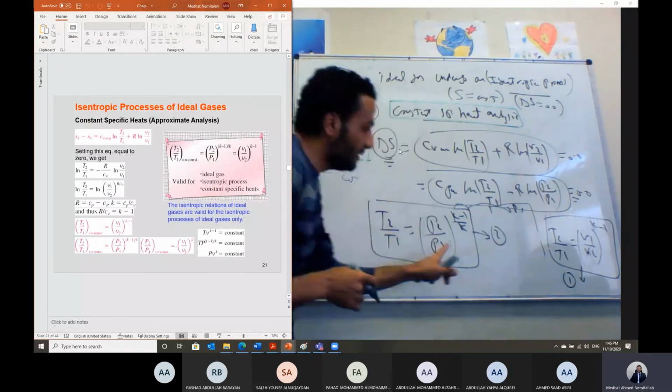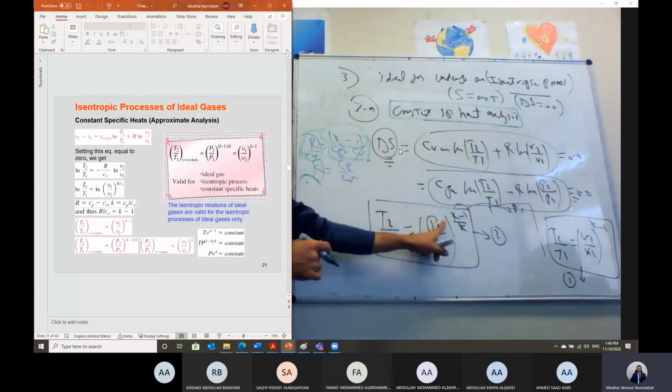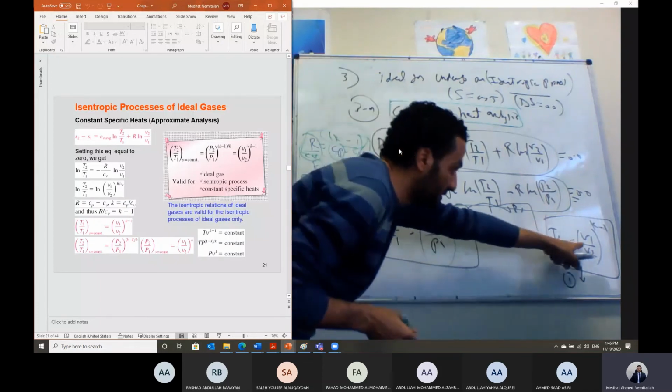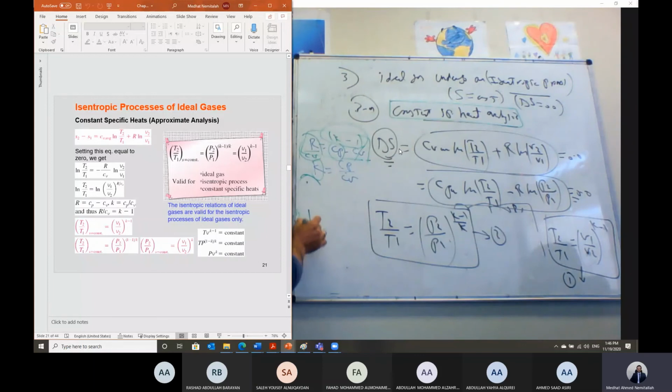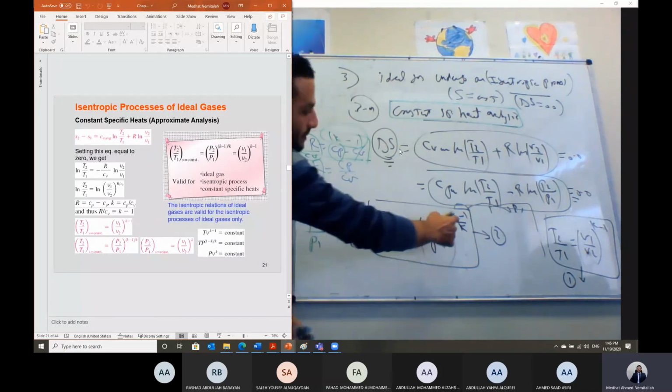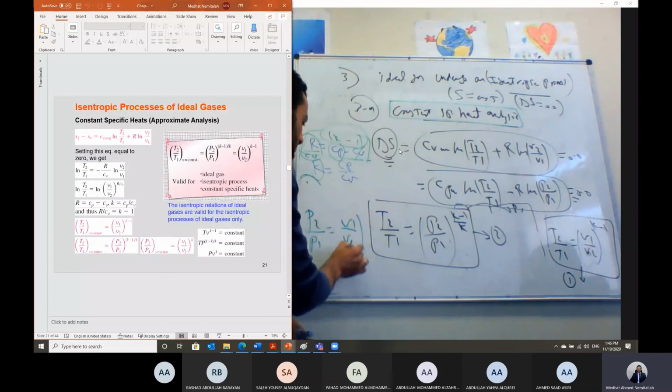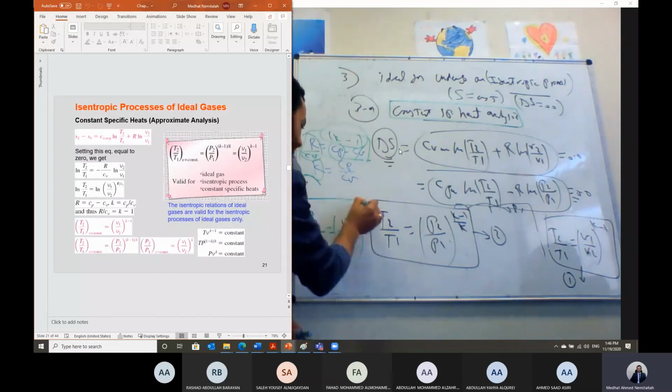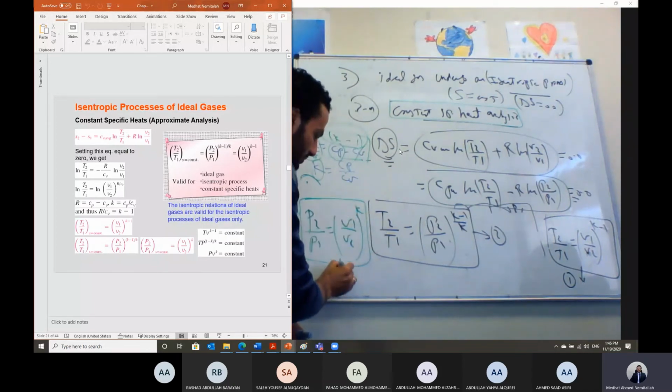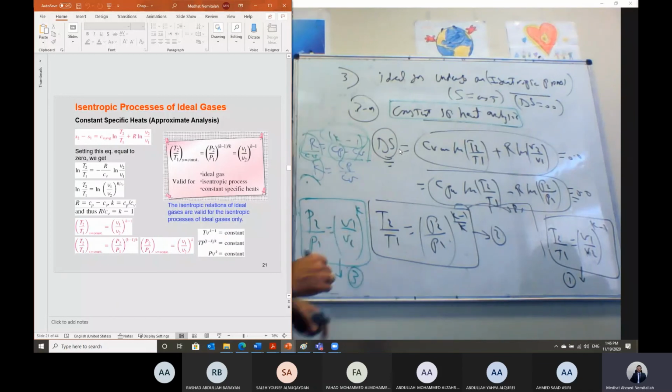So look at those two relations. T2 over T1 is equal to this term, and T2 over T1 is equal to this term. That means P2 over P1 is equal to V1 over V2, we can take this to the other side, to the power k. And this is the third isentropic relation following the constant specific heat approach.